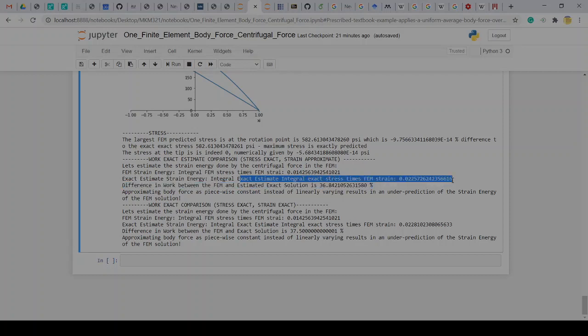Okay, so that is an important thing. And if I compare it to the actual exact solution of the strain energy, using the exact strain, exact stress solution, we are underpredicting by 37.5. So that's essentially 38% underprediction.